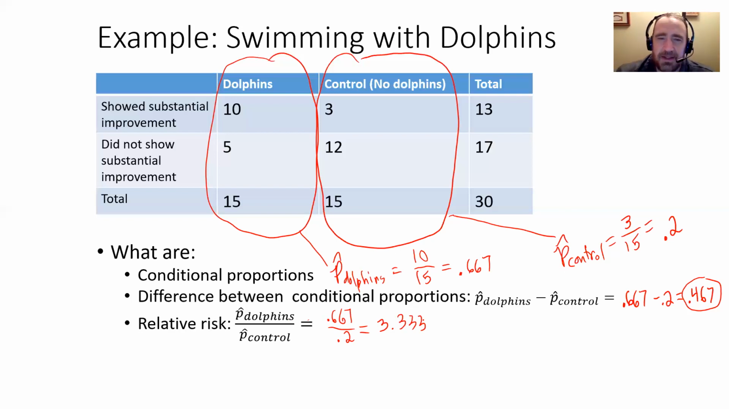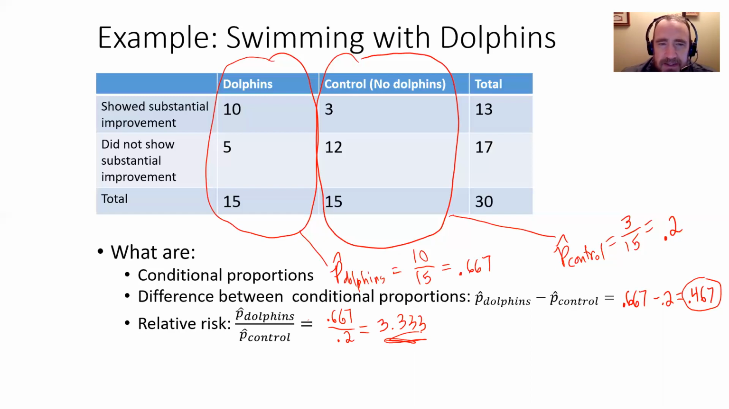And what's that telling us? You are 3 times more likely to see substantial improvement when swimming with dolphins than swimming without dolphins in our sample. That's huge, 3 times as likely. If I had mild to moderate depression, and I had the choice and I saw this, I would say, boy, let me swim with some dolphins, right? I'm 3 times more likely to see some improvement.